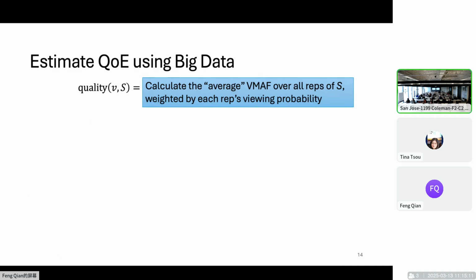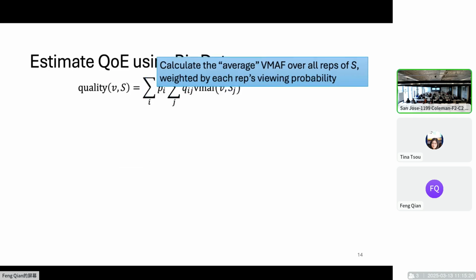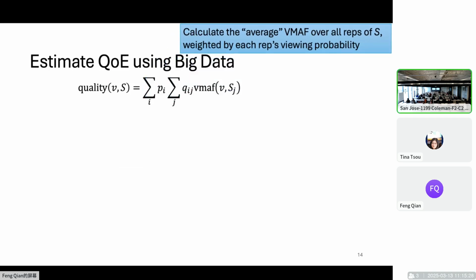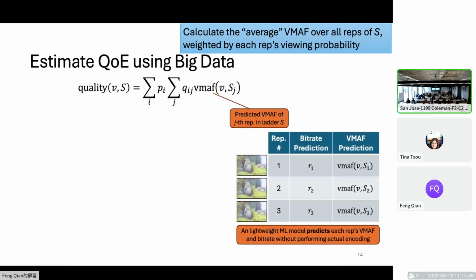So the quality metric basically wants to calculate the average VMAF score across all the representations, and for each representation, the quality should be weighted by the viewing probability of each representation, right? So keep that in mind. We use this formula to estimate the quality. First, we need to have this VMAF score. Basically, we have a lightweight machine learning model that tries to predict each representation's VMAF score and the bitrate without performing actual encoding, right?